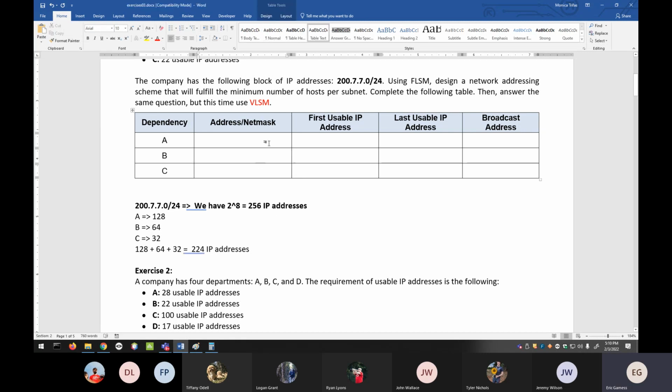Okay, so now they ask you to fill the table. What will you give to A? What will you give to B? What will you give to C? So what will be the network of A? So what will be the mask for A? If I want to give it 128 IP addresses, what will be the net mask?